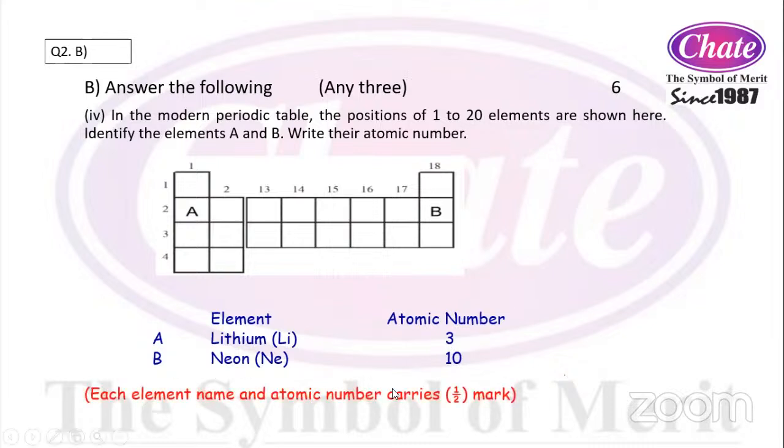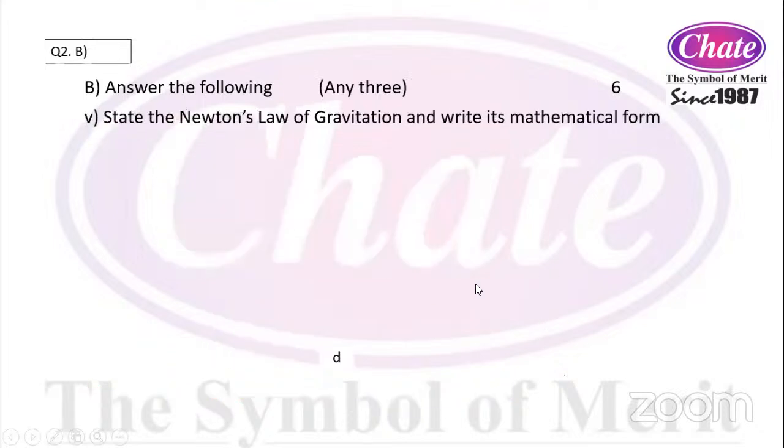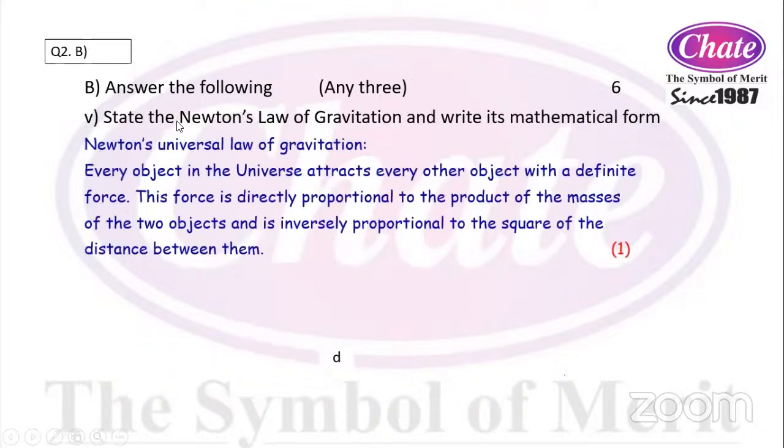Here each element name and atomic number carries half mark, so this will be a 2-mark question. Now the next is: state Newton's law of gravitation and write its mathematical form. So Newton's universal law of gravitation: every object in the universe attracts every other object with a definite force. This force is directly proportional to the product of the masses of the two objects and inversely proportional to the square of the distance between them.